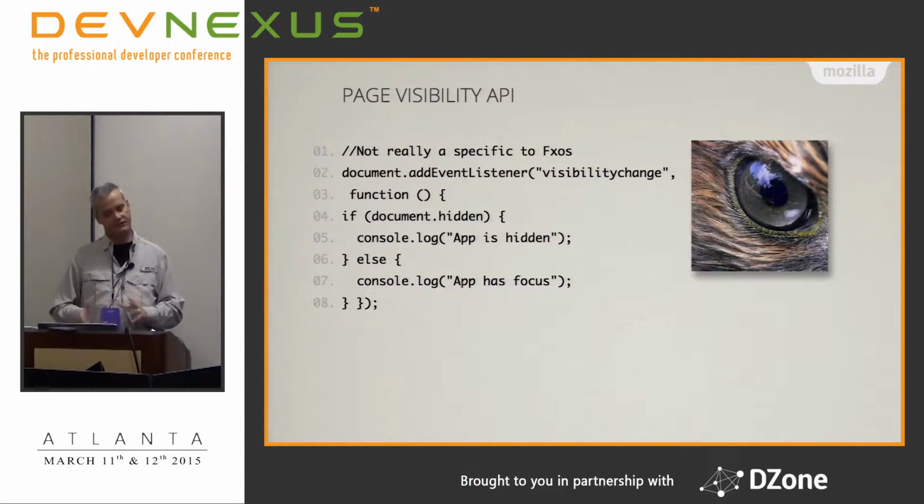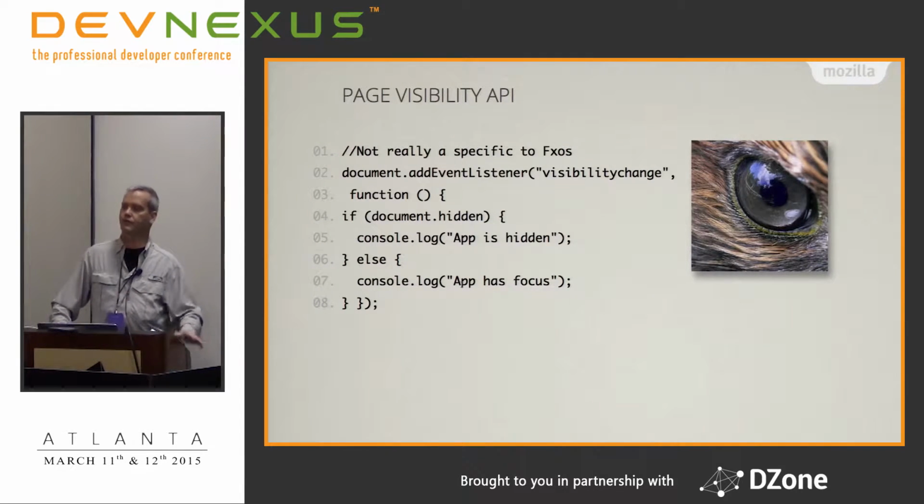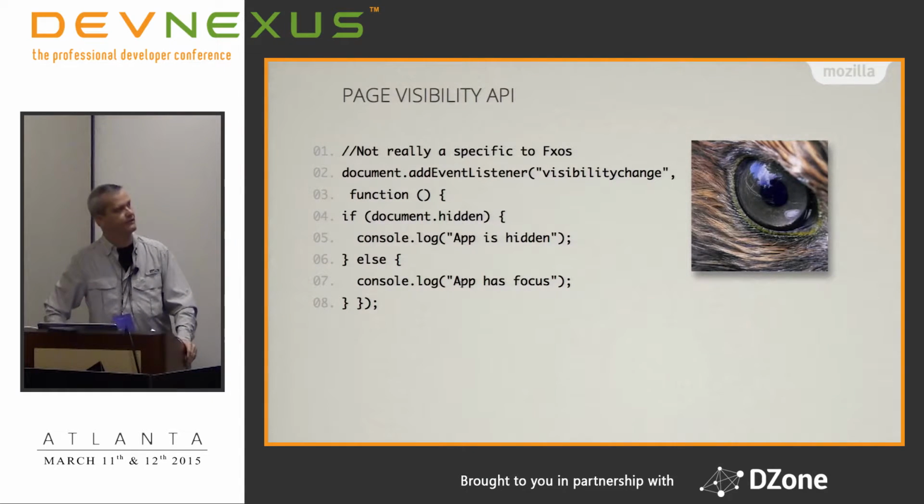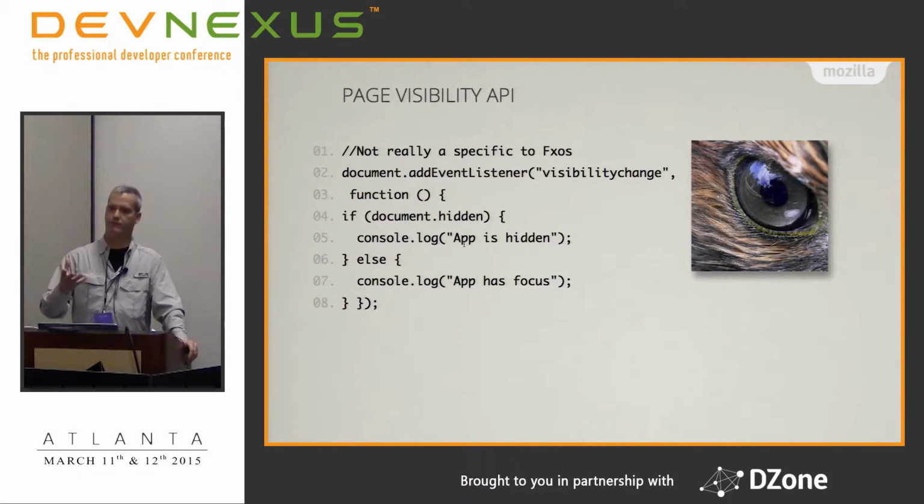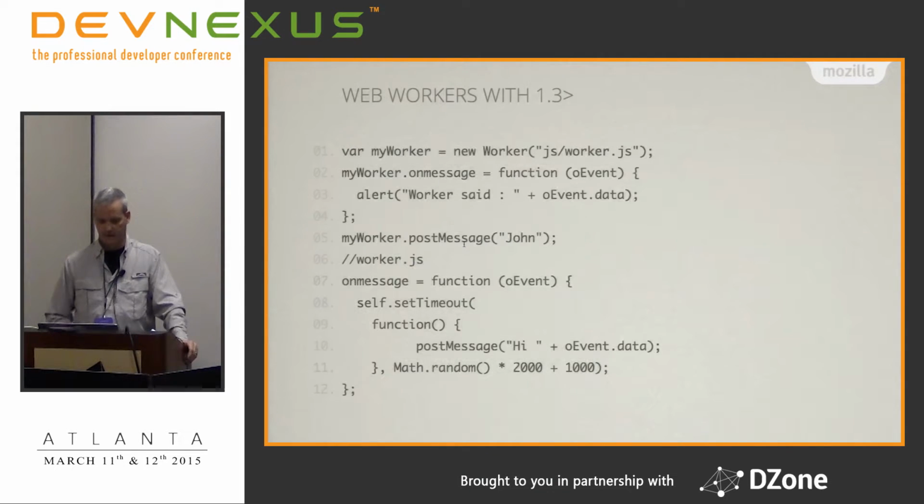This is not technically a web API for Firefox OS. It's for anything, but is used extensively for switching apps. When your app goes to the background, you can actually do something in your code. So you can add a visibility change event handler. You can see I'm doing that, and when it's hidden, I'm just doing a console log. When it's brought back to the front, I'm showing it, doing another console log. This is when it has focus.